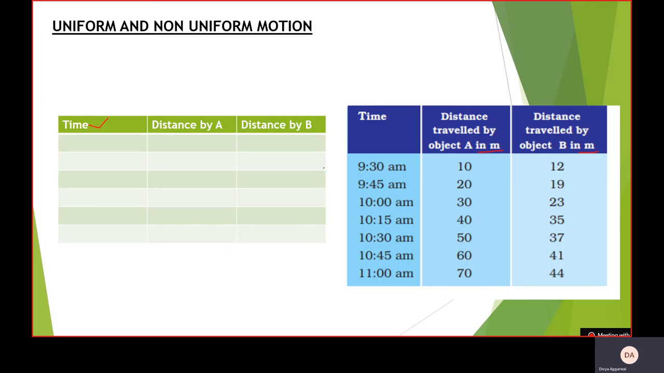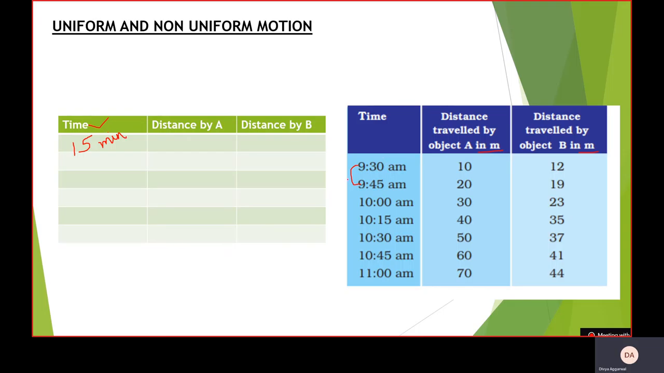So here in the first case, you can see the initial time as 9:30 and the final time as 9:45. So you subtract the initial from the final and you'll get the time. So that will be 15. And as I've been telling you from my previous classes, you never forget the unit. So it would be in minutes.